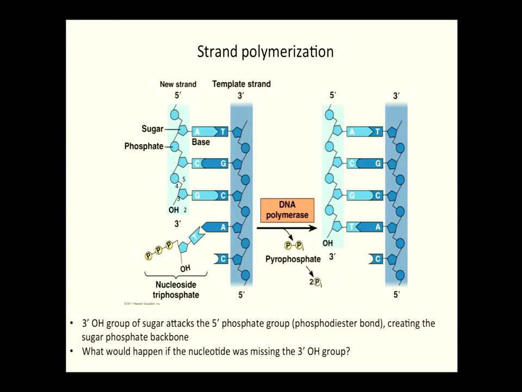So just a question to you guys, what would happen if you didn't have this 3' hydroxyl group? Anyone? Yeah, so if this nucleotide sits down and you add more nucleotides, if there's no 3' hydroxyl group, it's not going to be able to create the next phosphodiester bond. So that's what you see with Sanger sequencing and dideoxynucleotides.